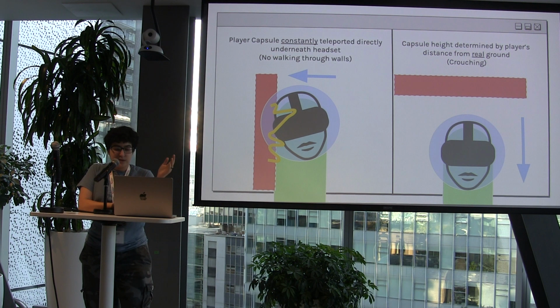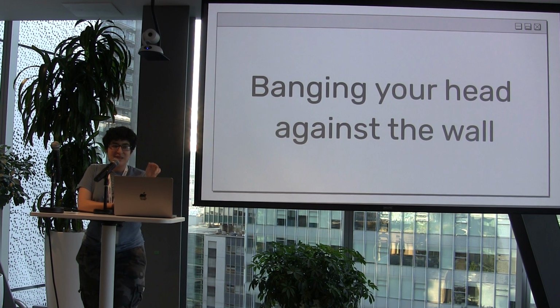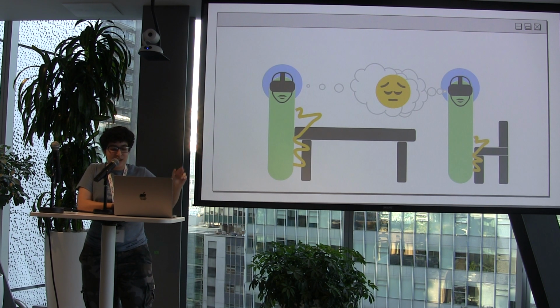And that's a similar reason for having the player capsule right underneath the player's head. We make sure to constantly be teleporting it underneath the location of the player so that they can't walk through walls, and so that they can also crouch down and go under walls. So we'll make sure that the height is an offset based off of how tall they are.